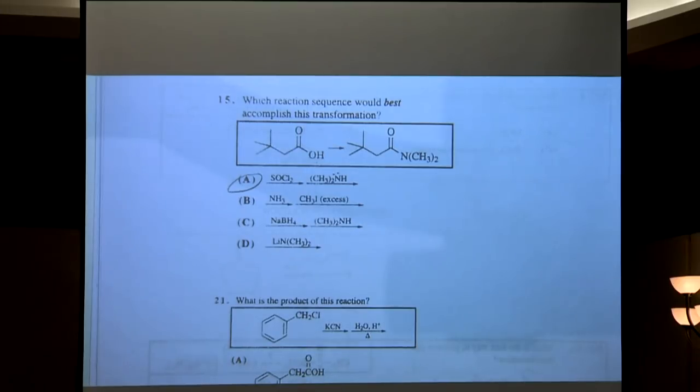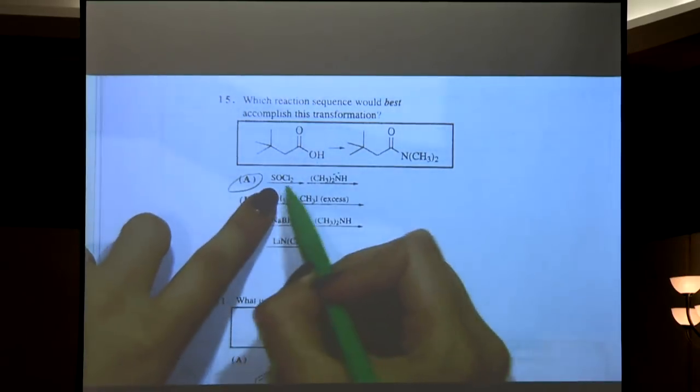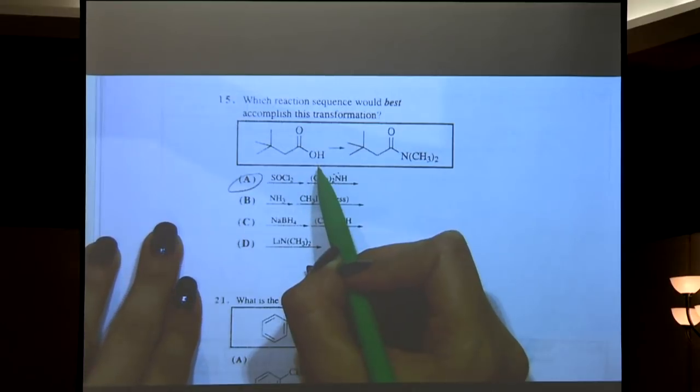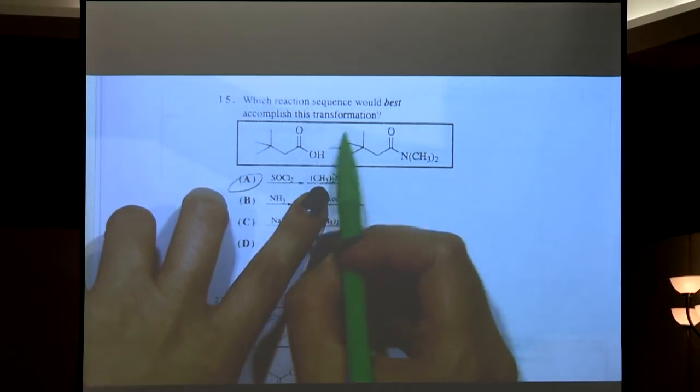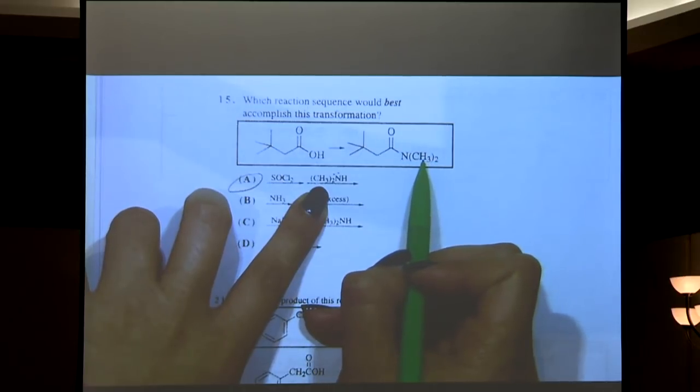They're probably going to use more reagents from Orgo 2 than Orgo 1, which is good, because you should be fresh on that. Yeah, so SOCl2 is just going to replace this OH with a Cl. And then once you do that, you can use this amino group to attack the carbonyl carbon and attach this group.